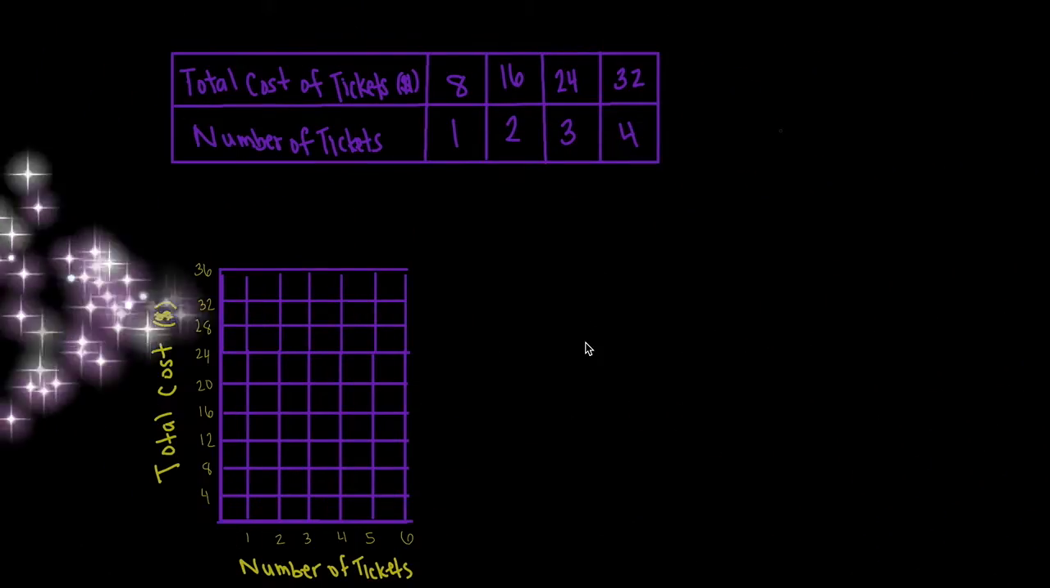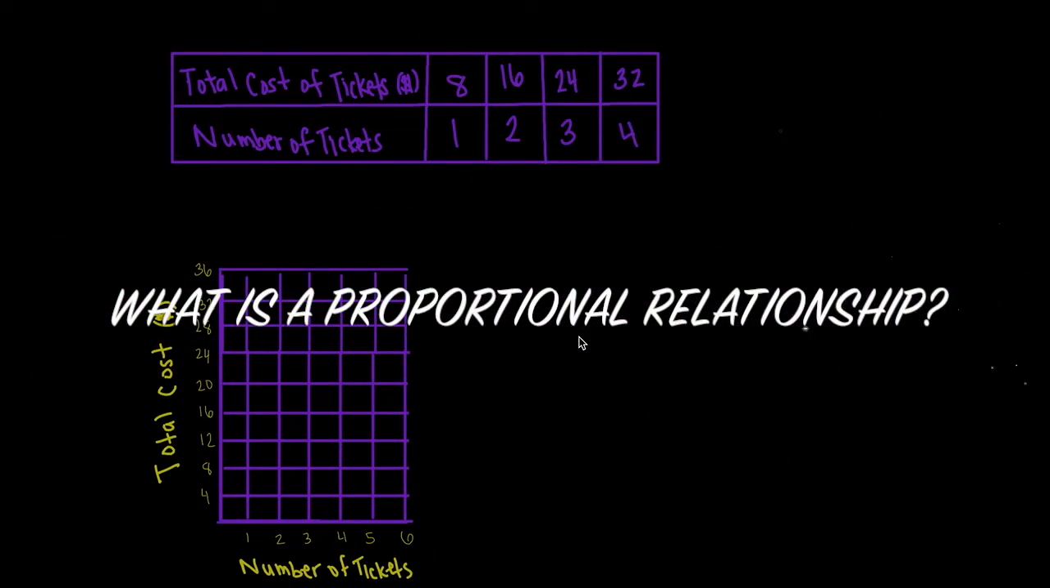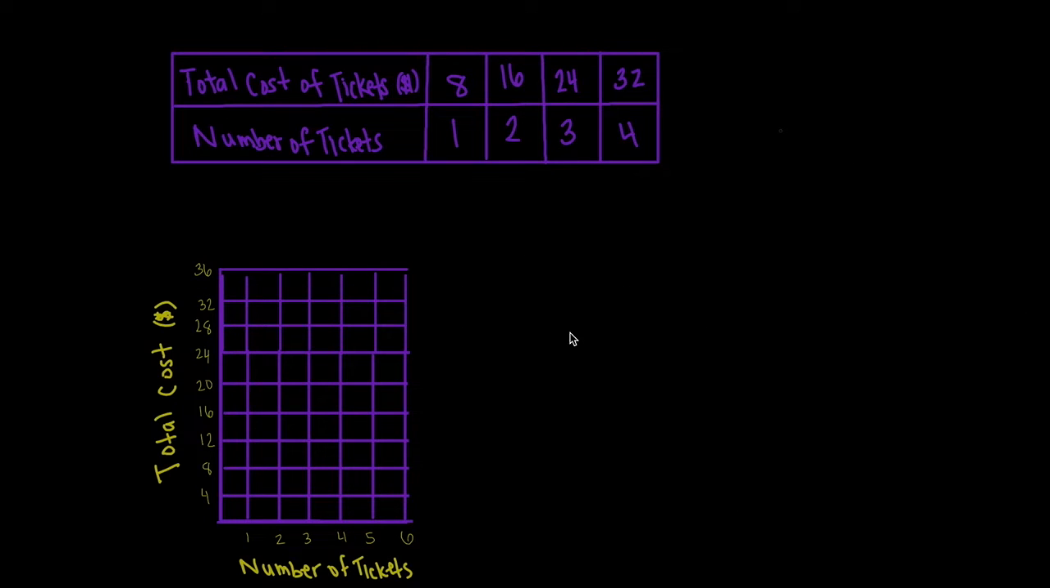Alright, so the first thing we want to talk about is what is a proportional relationship. In this problem, we have the total cost of movie tickets and the number of tickets that were sold. For 1 movie ticket, it would cost $8. For 2 movie tickets, $16. For 3 movie tickets, $24. And 4 movie tickets, $32. This is the ratio that you're going to want to find: how much for 1, and that's called the unit rate. The unit rate is how much for 1. In this case, it is $8.